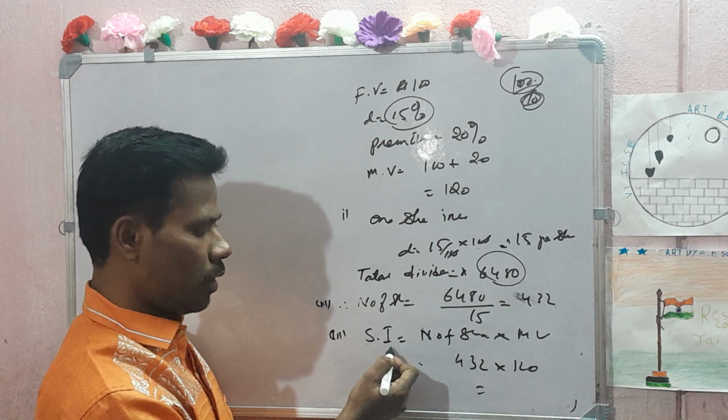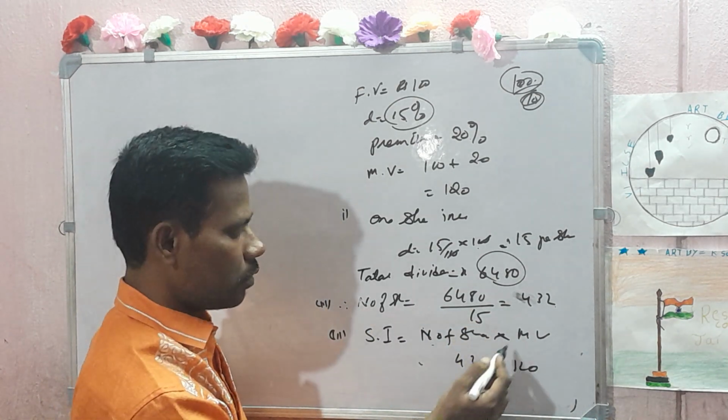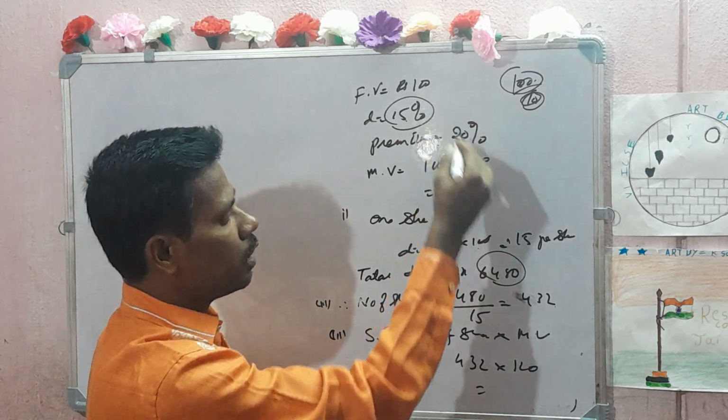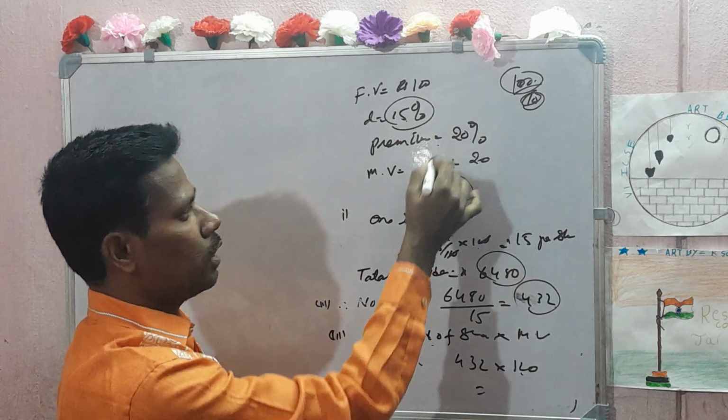So now sum invested is total number of shares into market value. Number of shares is already given, 432, and we just calculated market value is 120.